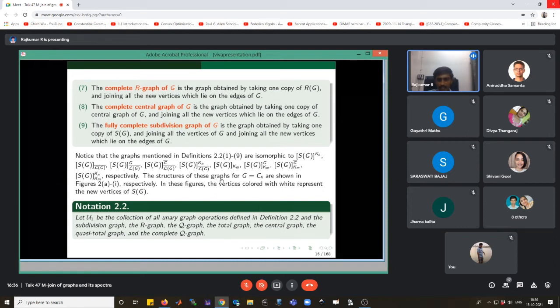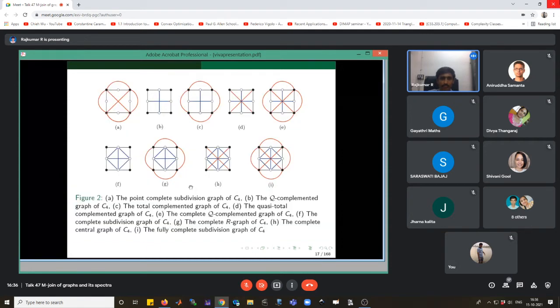The structures of these graphs for G equal to C4 are shown in the figures. The first one: take the cycle C4. We have subdivided it, and now we merge the complete graph K4 with the original vertices, the red colored edges. So this is the point complete subdivision graph of C4.